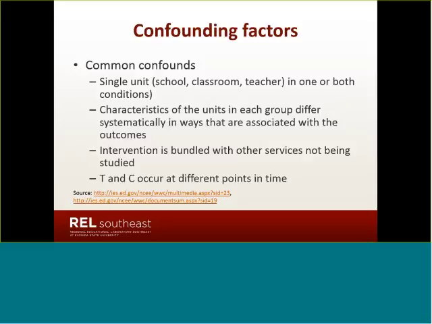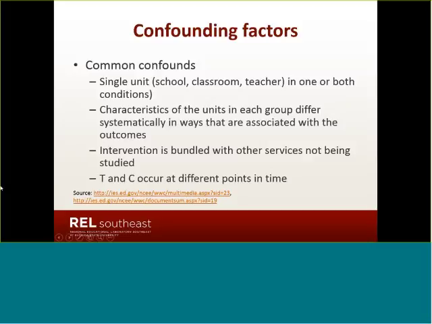The next type of confounding factor is when the observed characteristics that are not a component of the intervention are a confound if they are completely aligned with one of the conditions. So, for example, if all of the teachers implementing the intervention have master's degrees and all of the teachers in the comparison condition have bachelor's degrees, in this case, it's impossible to separate how much of the observed effect is due to the intervention and how much is due to the higher level of education of the teachers in the intervention group.